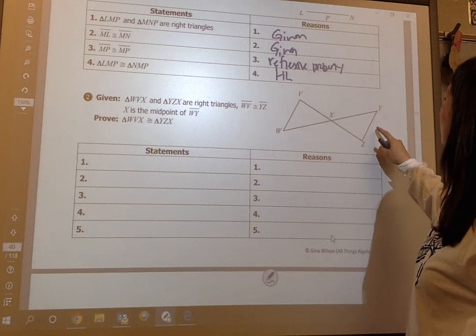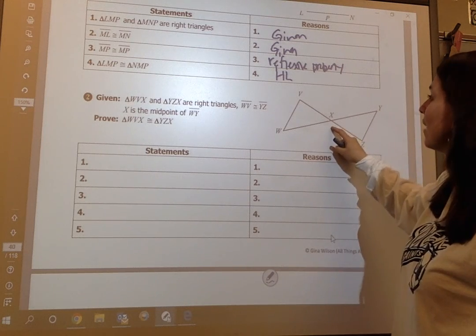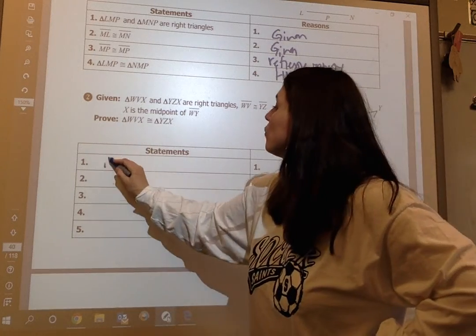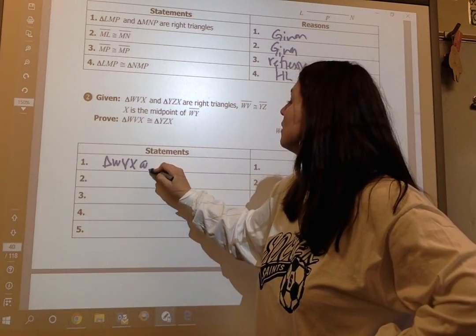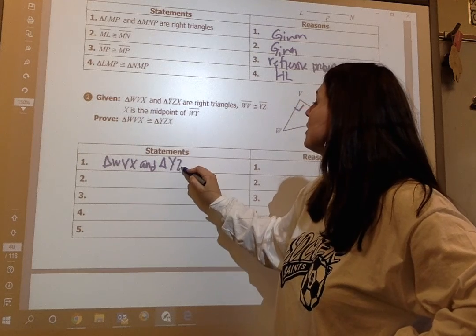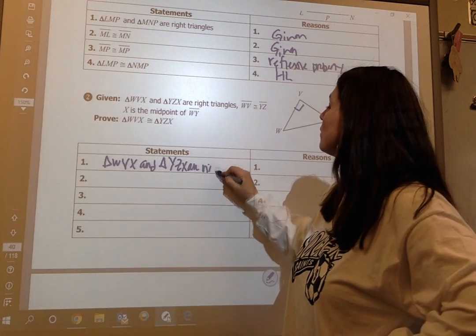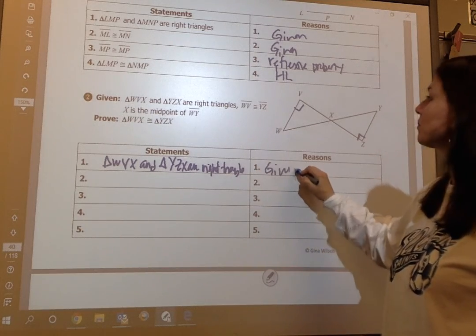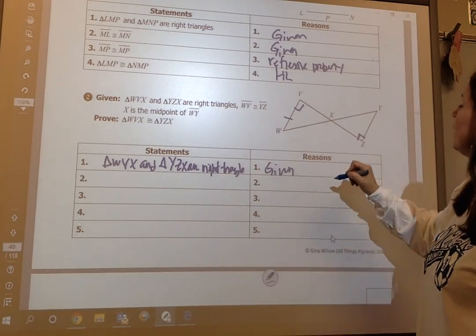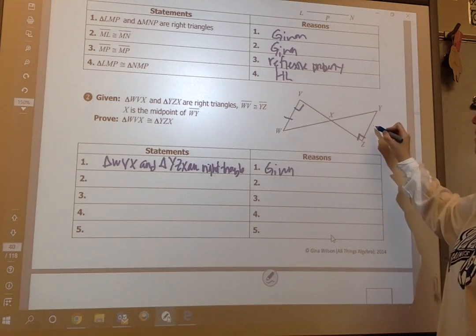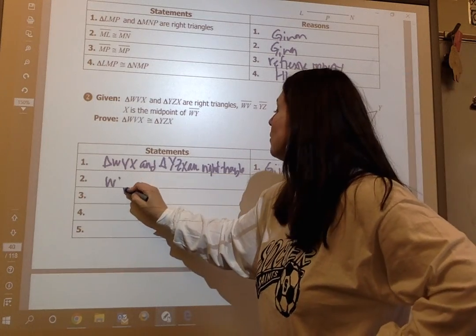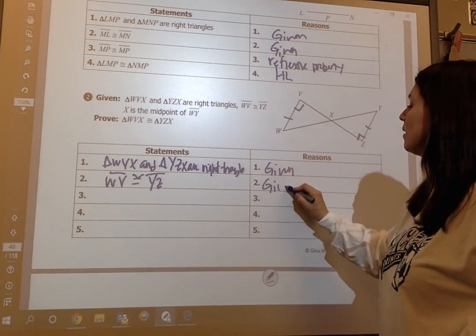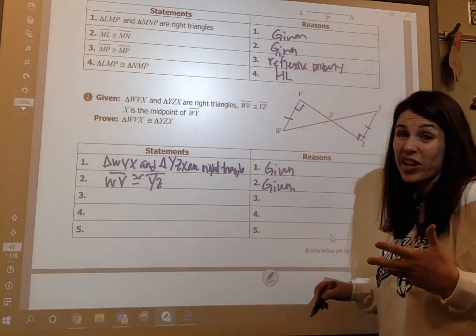WVX and YZX are right angles. Go ahead and make those markings. So triangle WVX and triangle YZX are right angles. Oh, excuse me, right triangles. That's given to me. I know that WV is congruent to YZ. That's given to me. Hopefully you've paused it and then come back in and check.